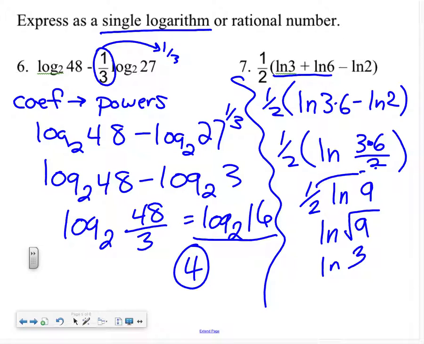Okay? So you just got to use these rules. The sum turns into a product. A difference turns into a quotient. Powers can come up top.